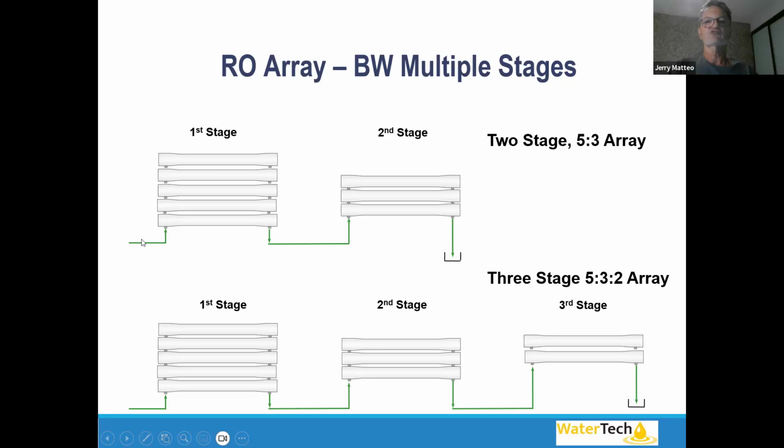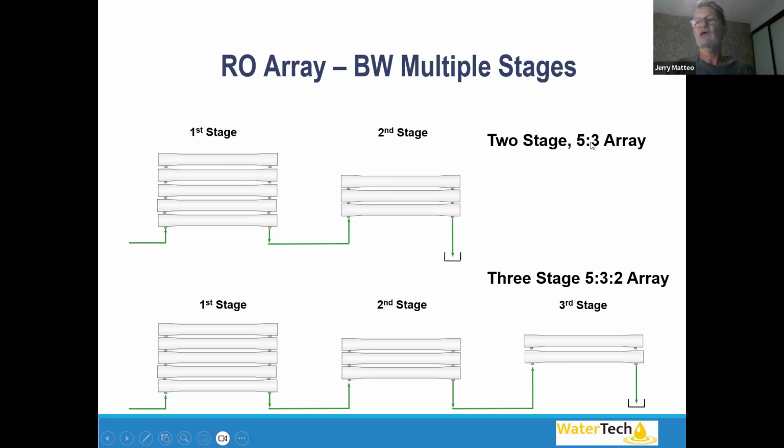The bank to the left is treating my fresh water. The bank to the right is treating the concentrate out of my first bank. That's called a two-stage system. Now, if you notice, I've got 1, 2, 3, 4, 5 pressure vessels in the first stage and 3 in the second. So this would be referred to as a 5-3 array.